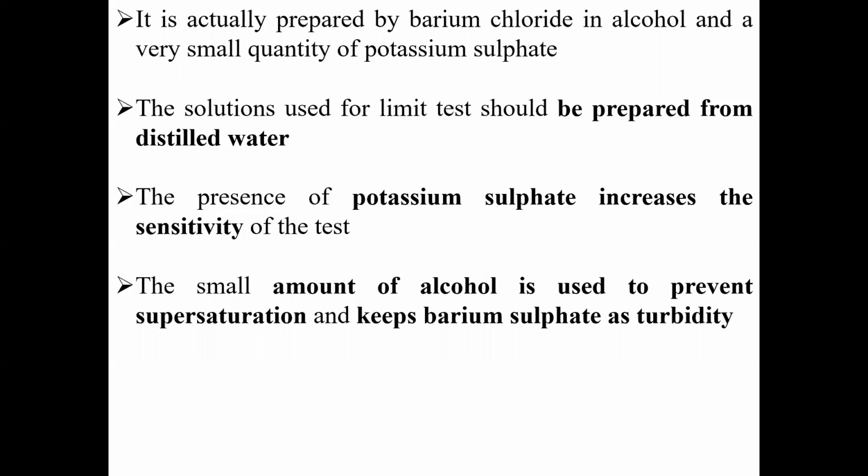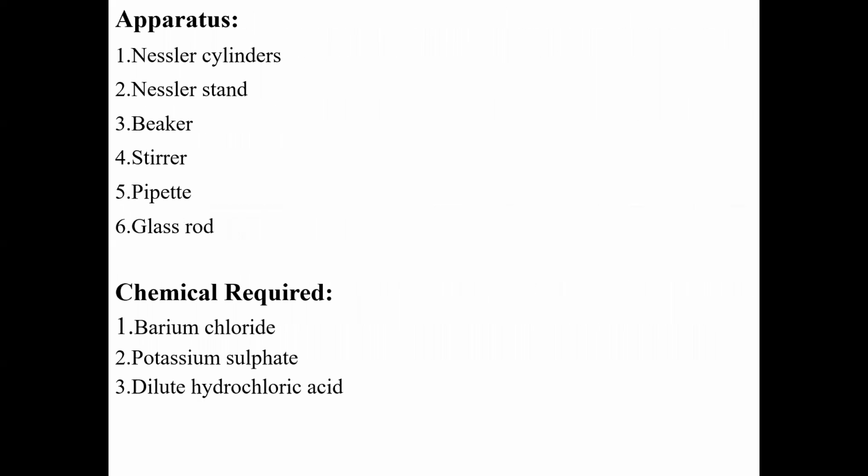That's why we are going to add a small amount of alcohol. And coming to the apparatus required for the limit test for sulfates, we require two Nessler cylinders. One is for test, another is for standard. Second one, Nessler stand. Third one, beaker. Fourth one, stirrer, pipette, and glass rod.